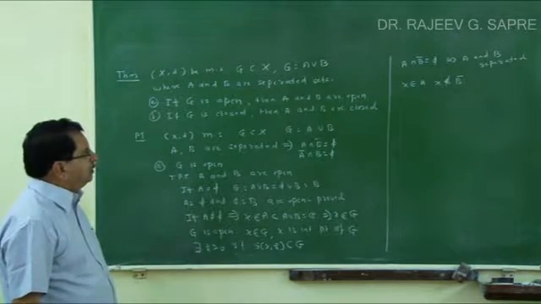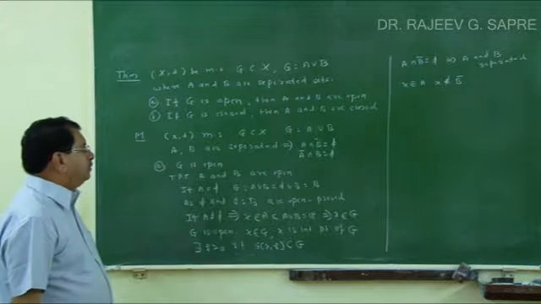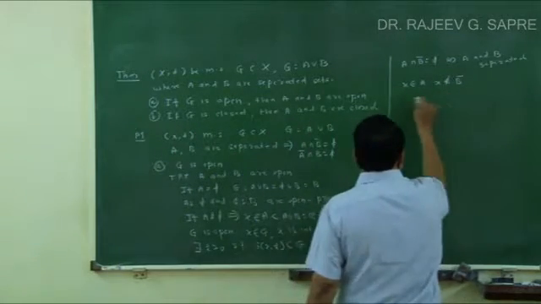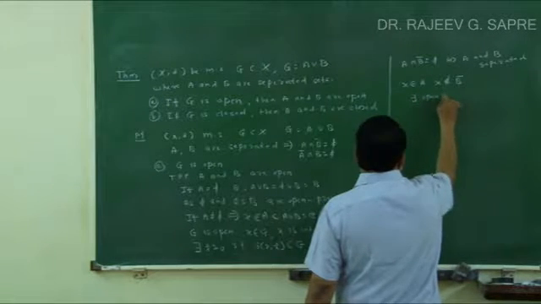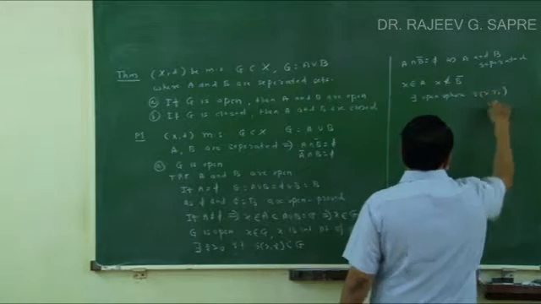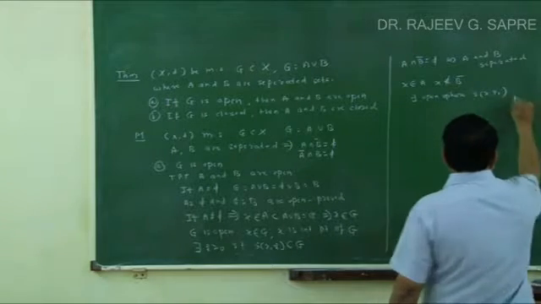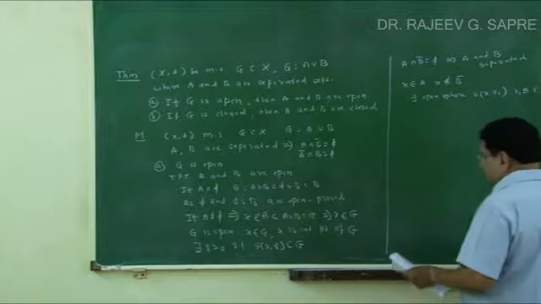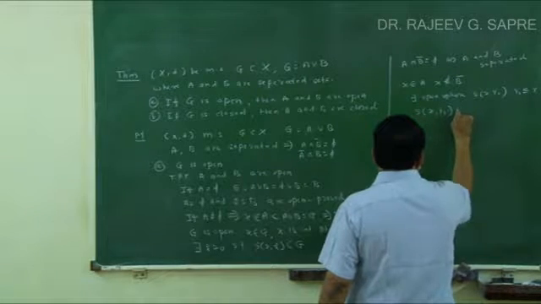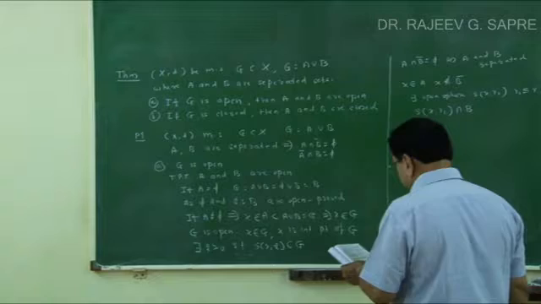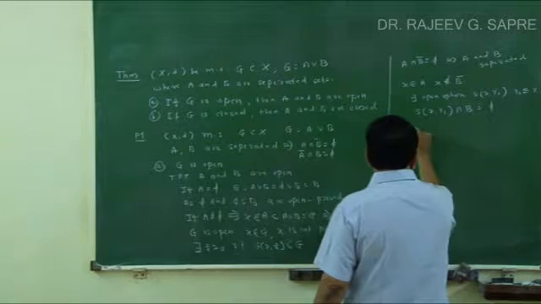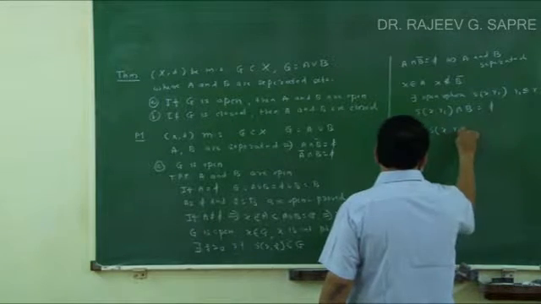So what does it mean? X does not belong to B bar means X is not a limit point of B. So there exists an open sphere S(X, r1) with r1 less than or equal to r, and S(X, r1) intersection B is empty. And when it is empty, it implies S(X, r1) is a subset of A.